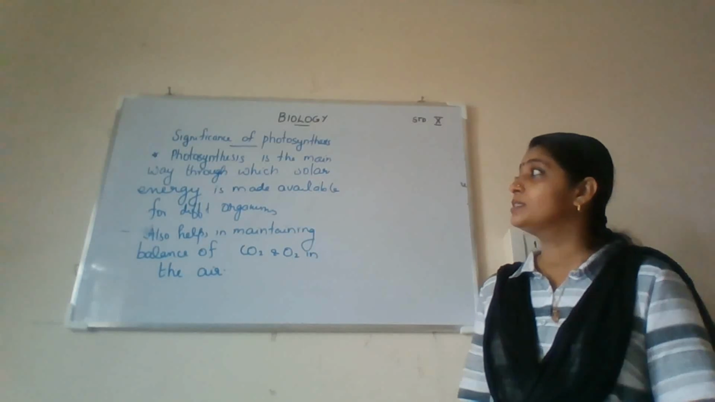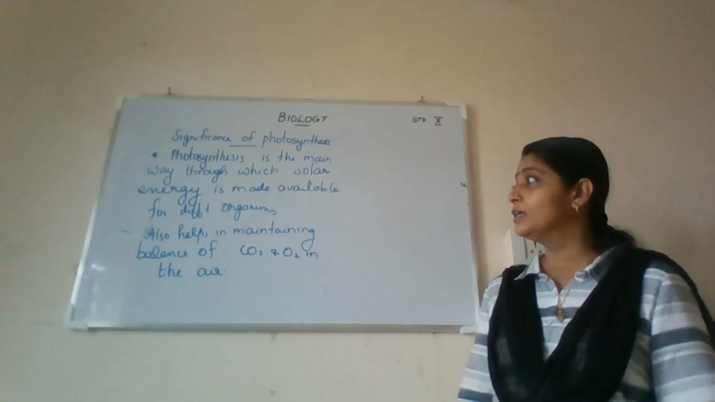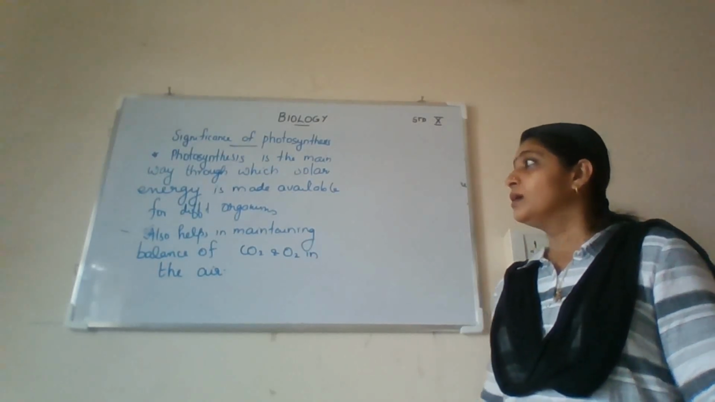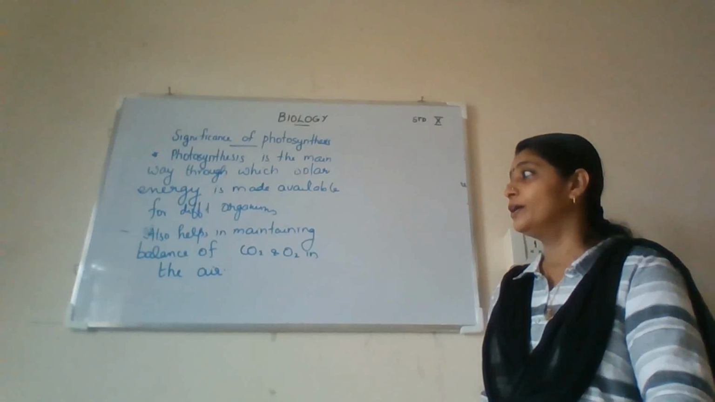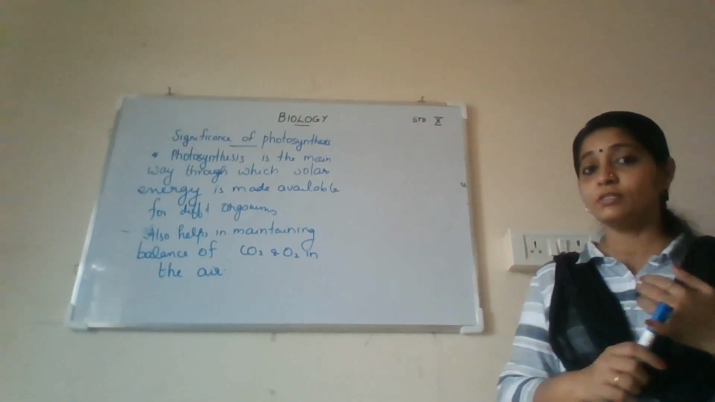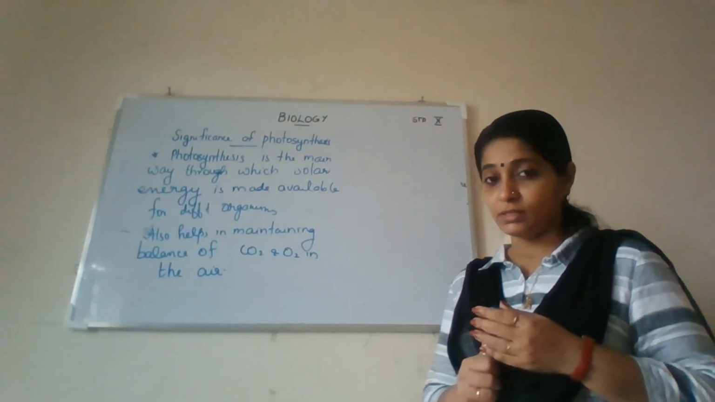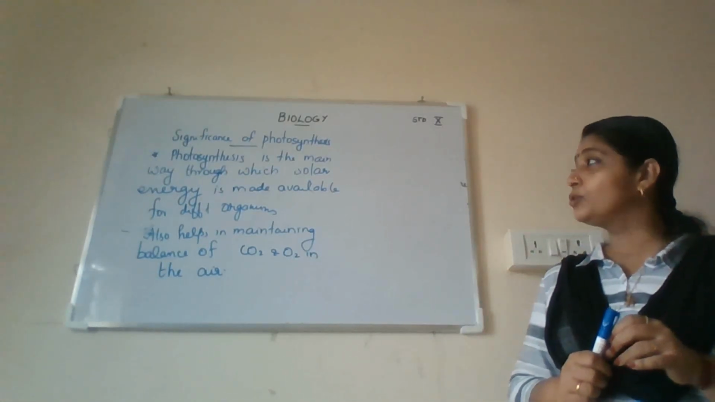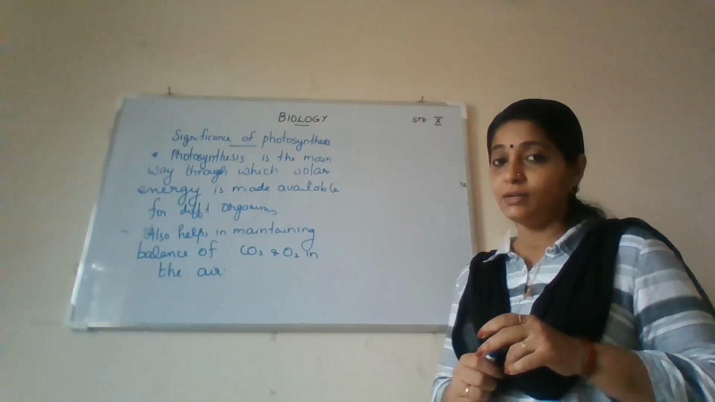So photosynthesis is the main way through which solar energy is made available to the different forms of organisms, and it also helps in maintaining the balance of carbon dioxide and oxygen in air. Photosynthesis is the process which helps to maintain the balance of carbon dioxide and oxygen. So by this we come to the end of the topic autotrophic nutrition.